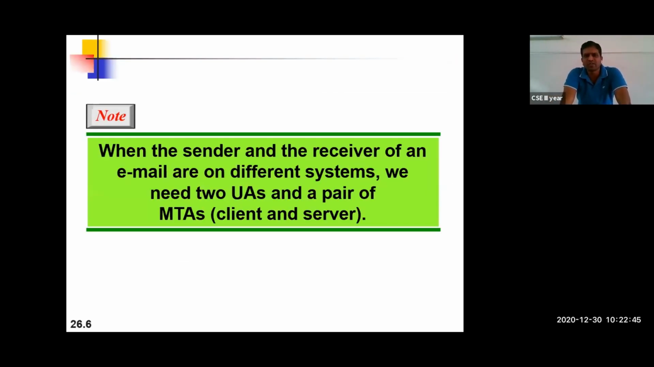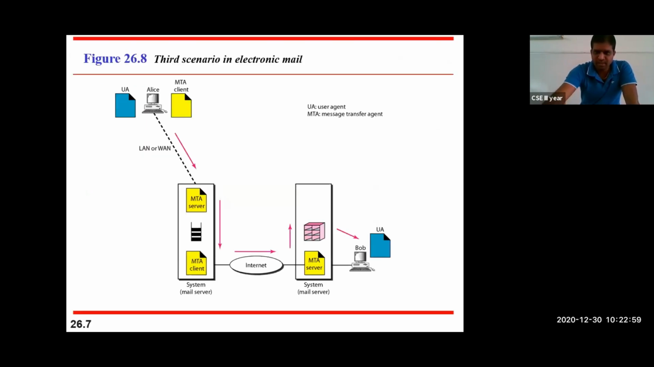When the sender and receiver of an email are on different systems, two different apartments, we need two user agents and a pair of, or two, MTAs, mail transfer agents, called MTA client and MTA server. Right. Then comes the third scenario here.